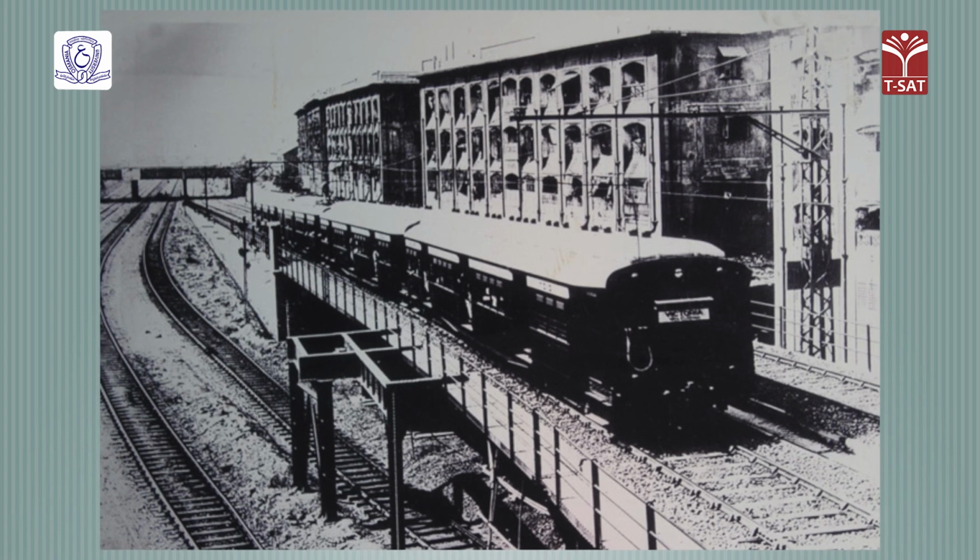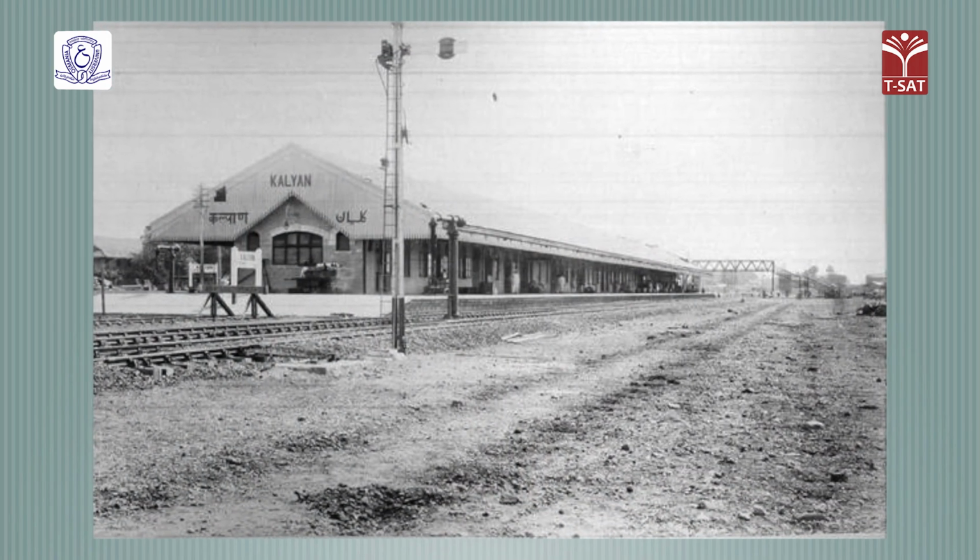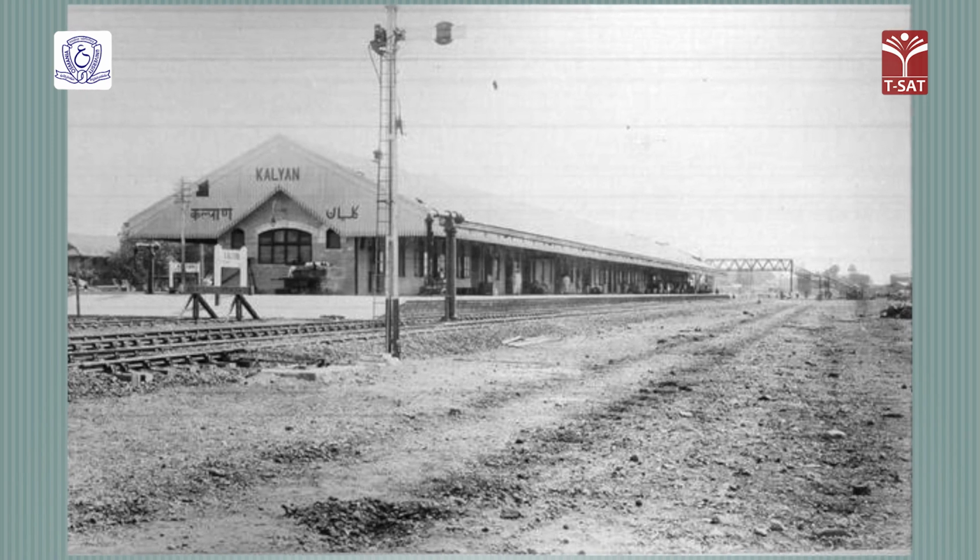India's first railway bridges were built over the Thane Creek, where the Mumbai-Thane line was extended to Kalyan in May 1854. So this was the history about the Indian Railway.